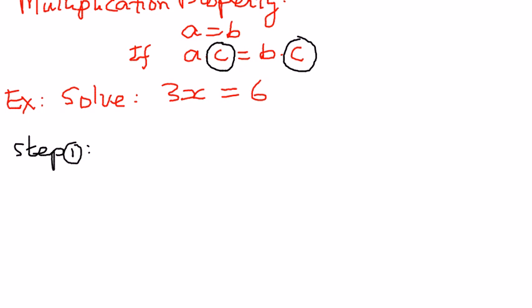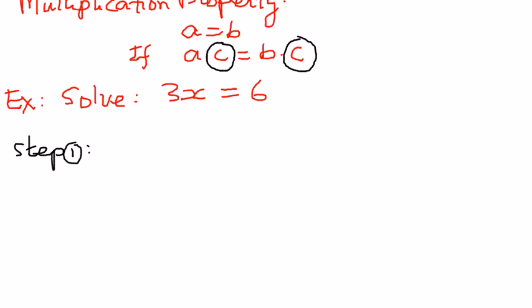In here, on the left hand side, we have 3 times x. 3 will multiply to x. We want to find the value of x. We want to isolate the x value. So therefore, we want to multiply by a number which is the reciprocal of the value 3.